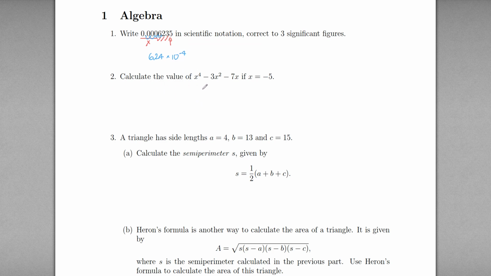Okay, second one, calculate the value of that if x equals negative 5. There's nothing too special here, we are just going to type it into our calculator. The important thing though is because we're substituting a negative number, it would be best to put brackets around every one of those. So we type negative 5 to the power of 4 minus 3 lots of negative 5 squared minus 7 lots of negative 5, like that.